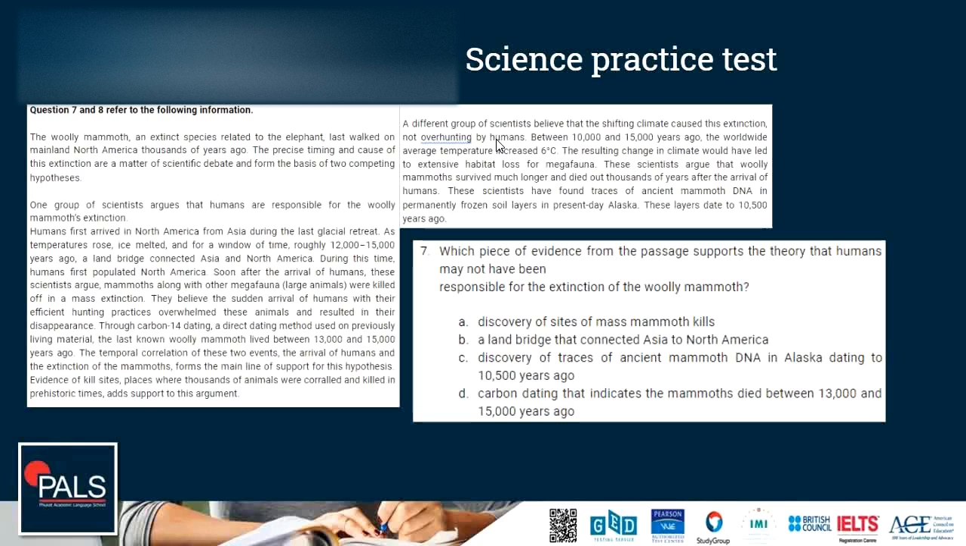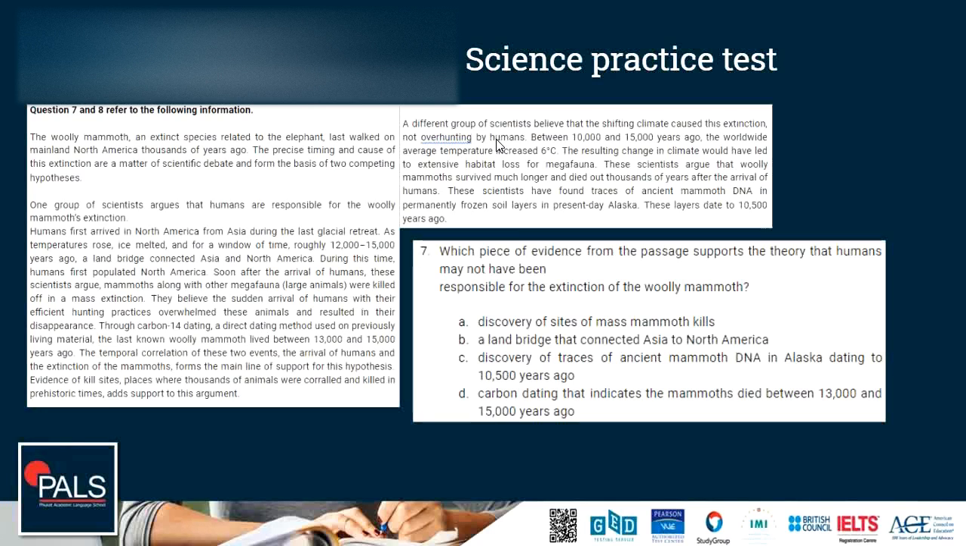And what supports this is, for sure, the evidence that these scientists have gathered for this change in climate, plus that traces of mammoth DNA were found that dated back to way later, 10,000 years ago, which is a very, very long time after the humans have arrived. And that is basically a little bit of a counter evidence for the first hypothesis.